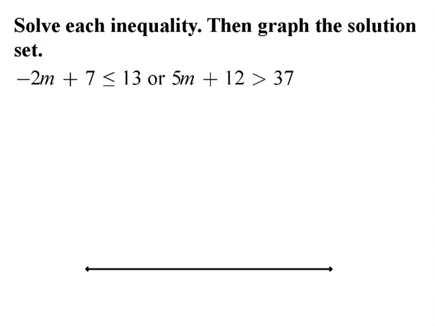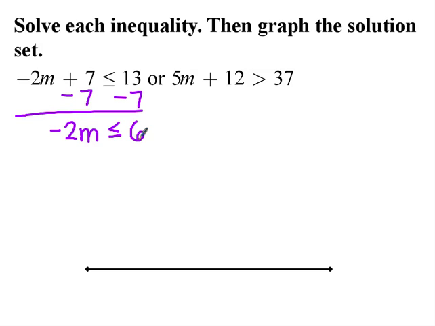Now you're going to notice that these are going to be getting a little more in depth, and you're going to probably have to solve them using more than one step. So let's start with the first one. What am I going to do first? Subtract 7. Good. So I get -2m is less than or equal to 6.